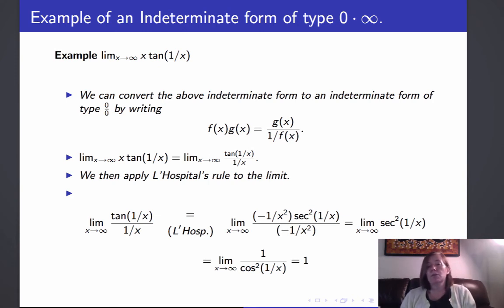Of course, the minus 1 over x squares will cancel, and I'm left with the limit as x goes to infinity of secant squared of 1 over x. And this, of course, is equal to the limit as x goes to infinity of 1 over cosine squared of 1 over x. Here 1 over x is approaching 0 as x approaches infinity, so cosine squared 1 over x is approaching cosine squared of 0, which is equal to 1. So my limit is 1 over 1, which equals 1.